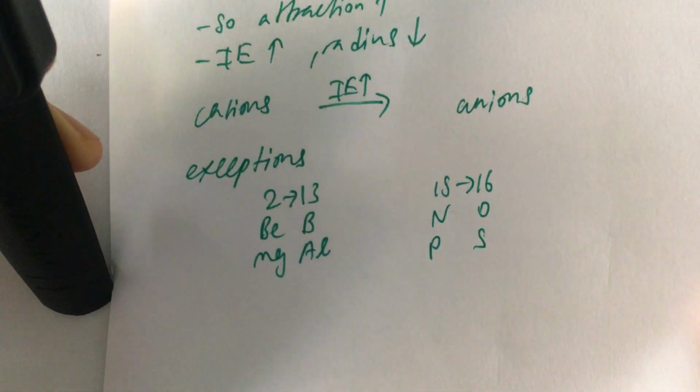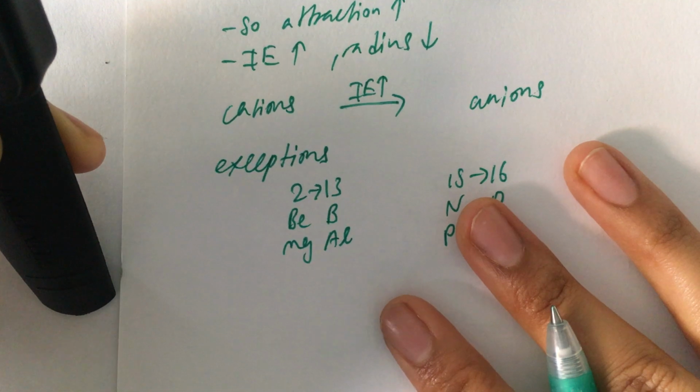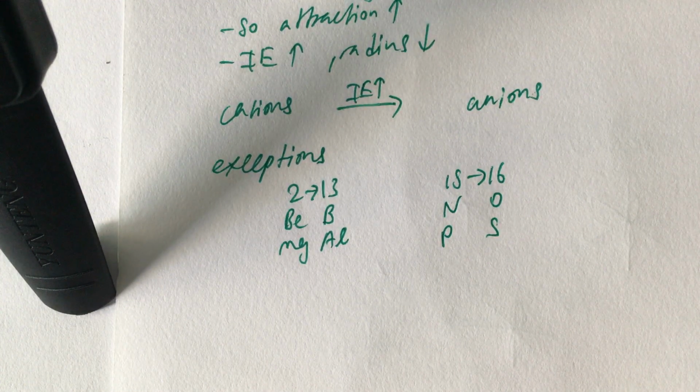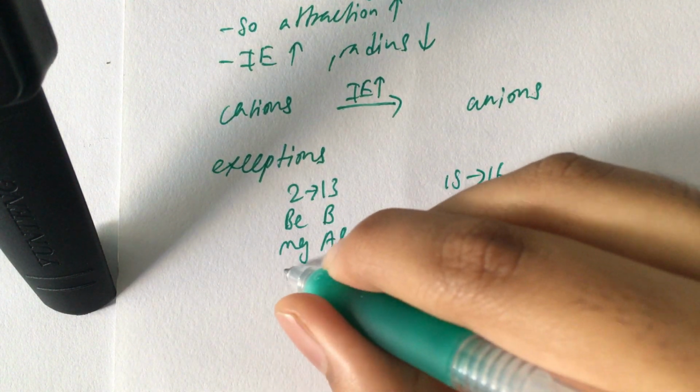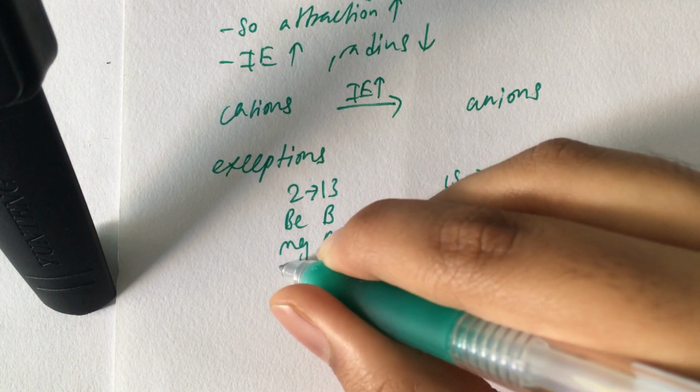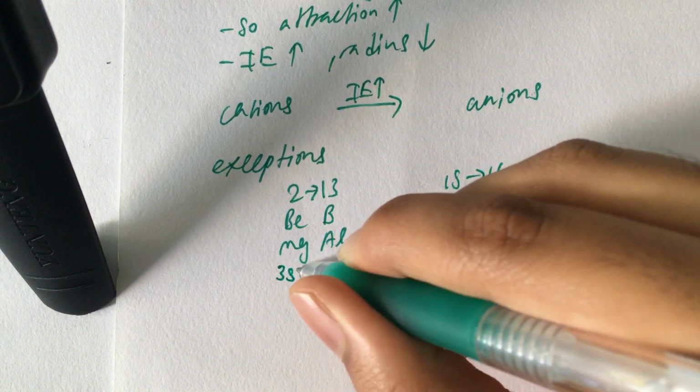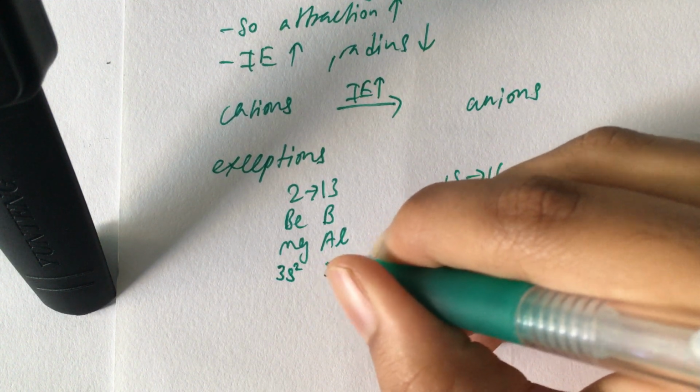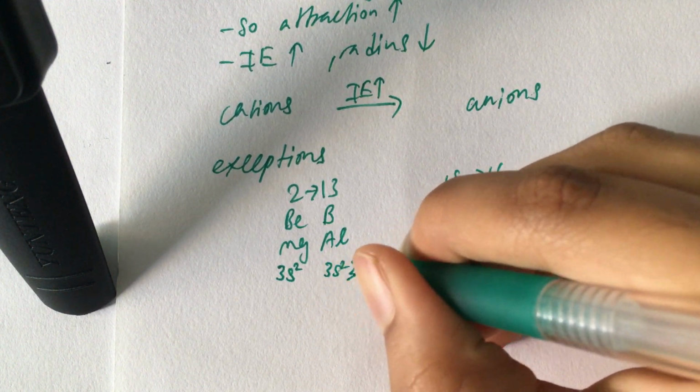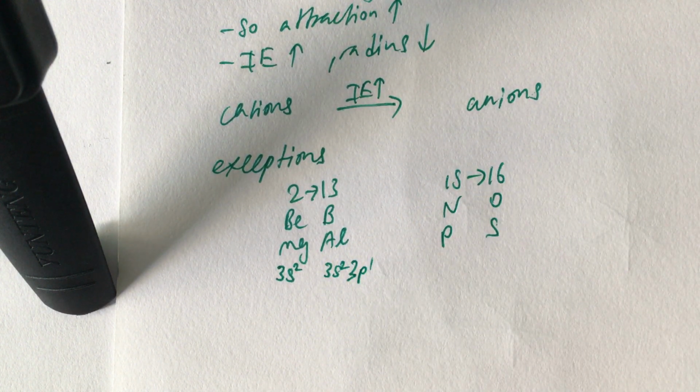So for group 2 and group 13, we will use magnesium and aluminium for this one. The reason why it is like that is simply because it's going from s to p. In magnesium it is 3s2, aluminium is 3s2 3p1. So you realize that there's this extra electron in 3p1, right?